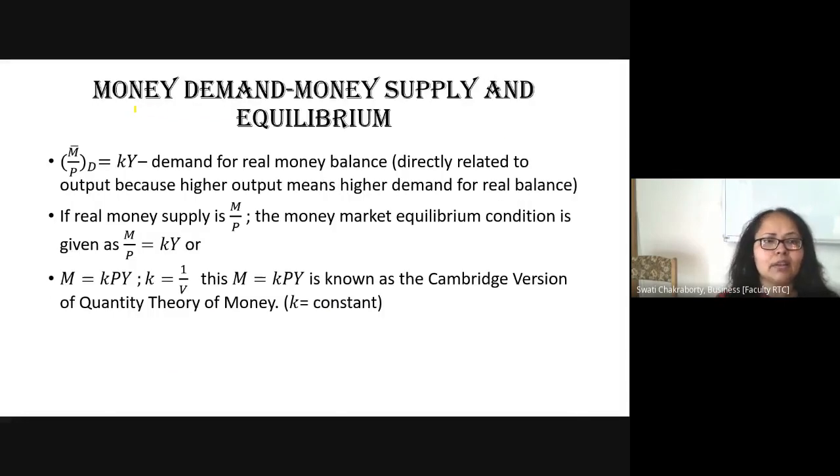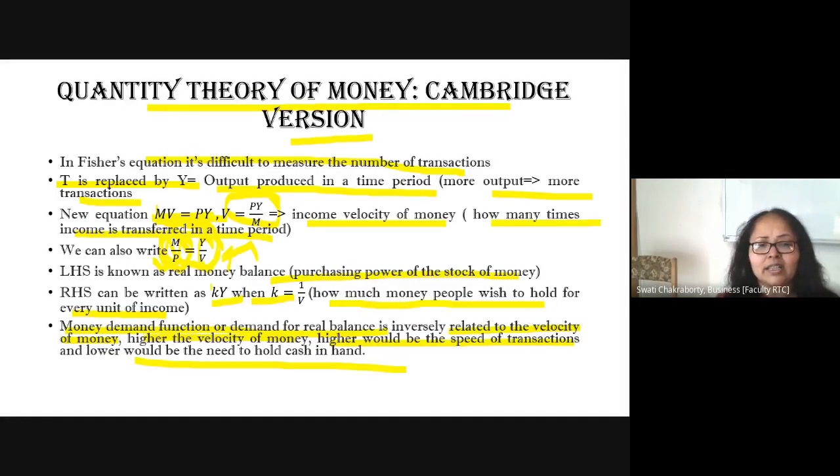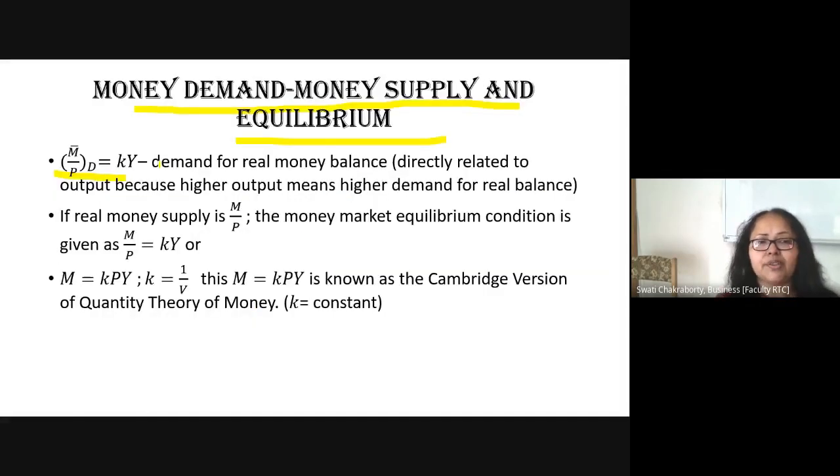Right. So we go to the next part, which is money demand, money supply, and equilibrium. We know that in equilibrium, money demand is equal to money supply. Money demand, as we said, was M by P, where M we write as M dash, right? Money demand, if we have seen here, is equal to KY, right? Which is a demand for real balance, which is directly related to output. Why? Because higher output means more demand for real balance.